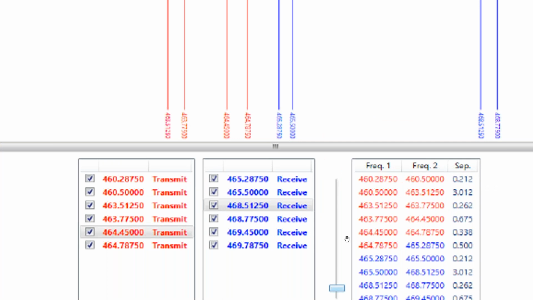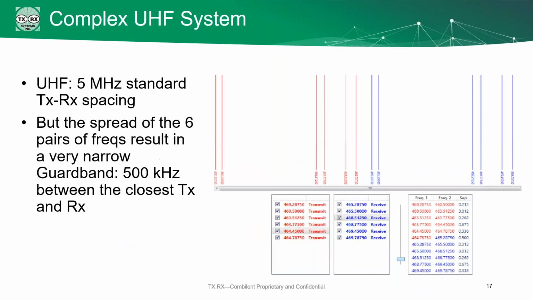Similar to the VHF example, the guard band is narrow at only 500 kilohertz. As you mentioned before, in the UHF frequency plan, the frequency pairs are 5 megahertz apart, but because these frequencies are spread out wider, the guard band is narrow, and as you can imagine, it makes the design more involved.